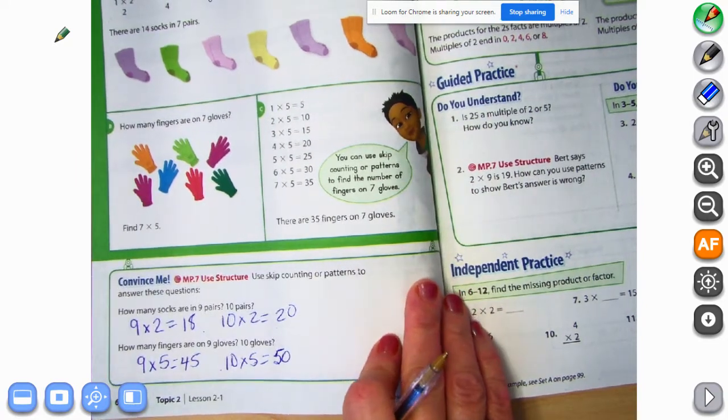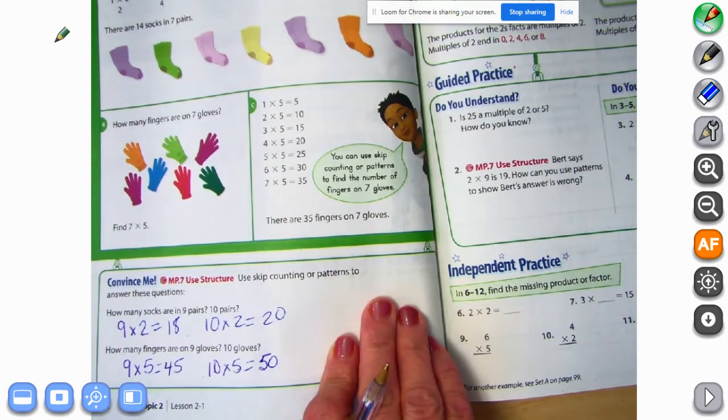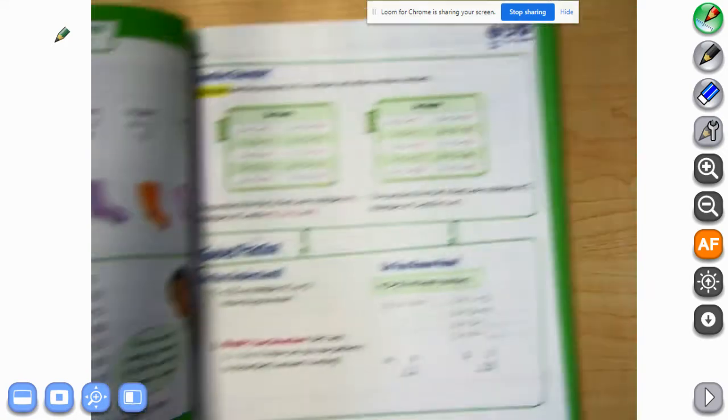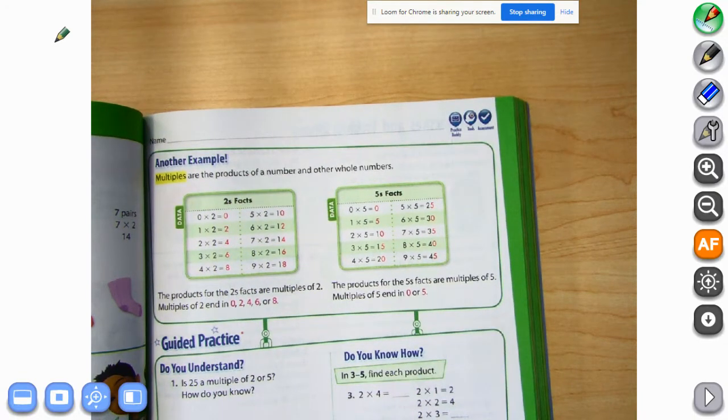All right. If you need to, pause this because I'm going to head over to our guided practice. So if you need this, go ahead and pause. Otherwise, we're going to go right over here to page 63. And at the top, it says another example.